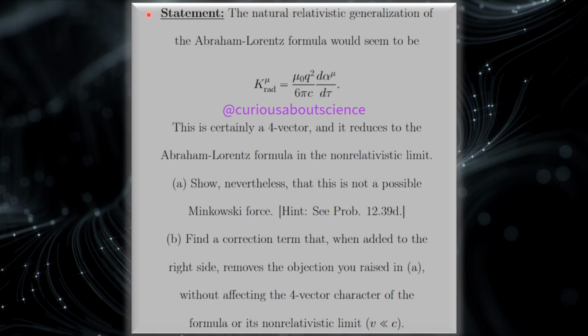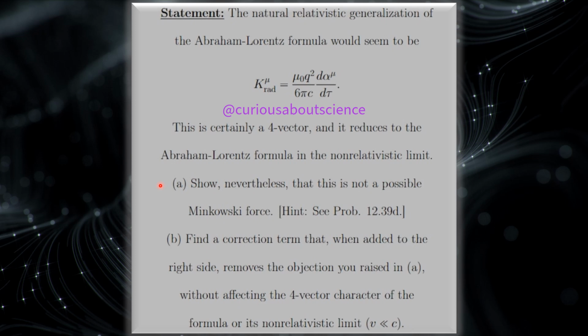The statement reads, the natural relativistic generalization of the Abraham-Lorentz formula would seem to be the Minkowski force 4-vector for the radiation is equal to mu naught q squared over 6 pi c times the derivative of the proper acceleration 4-vector with respect to d tau. This is certainly a 4-vector, and it reduces to the Abraham-Lorentz formula in the non-relativistic limit. But, however, show that nevertheless this is not a possible Minkowski force.